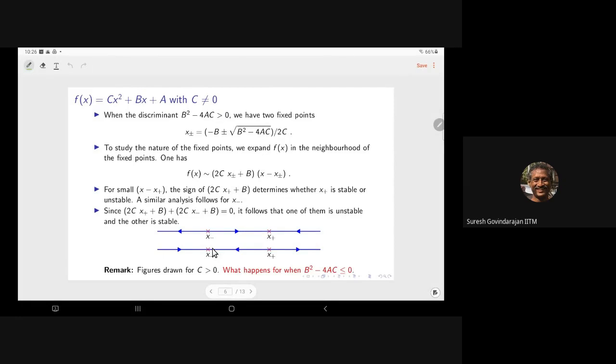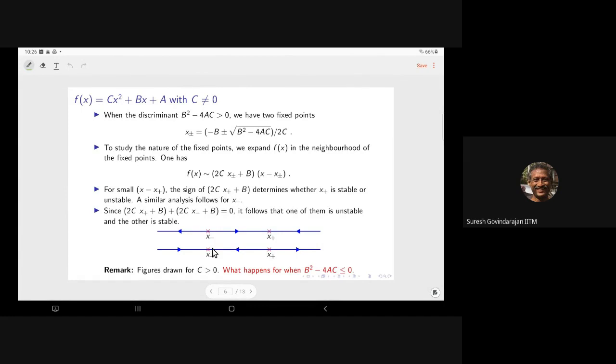Okay. So now the next question to you is, what happens when b square minus 4ac is less than or equal to 0? Any ideas? Sir, x will be complex. Right. The roots of the equation will be complex numbers. Yes, b square minus 4ac. So maybe there are no fixed points. Absolutely right. So there are no fixed points.